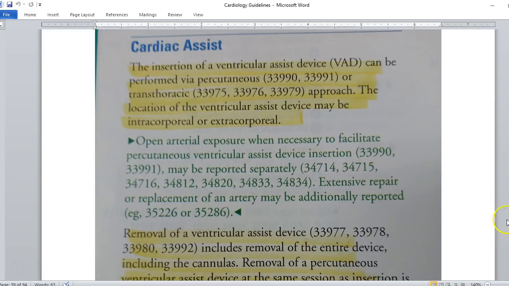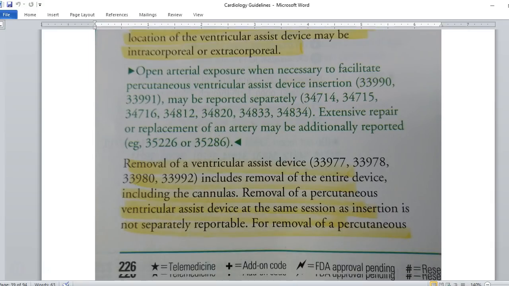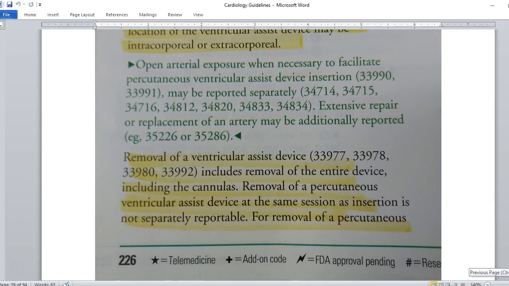Again, if we need to do an open arterial exposure, we have separate codes. And if we have to do an extensive repair, separate codes. So what's included? Included in the removal of these devices are the removal of the device and the cannulas. Removal of a percutaneous ventricular assist device at the same session as insertion is not separately reportable. So meaning if we're removing and replacing, we do not separately report it.